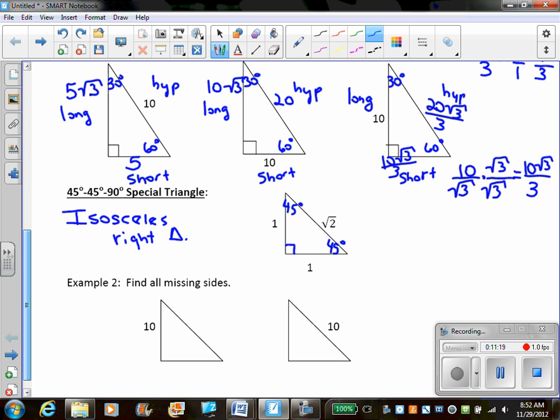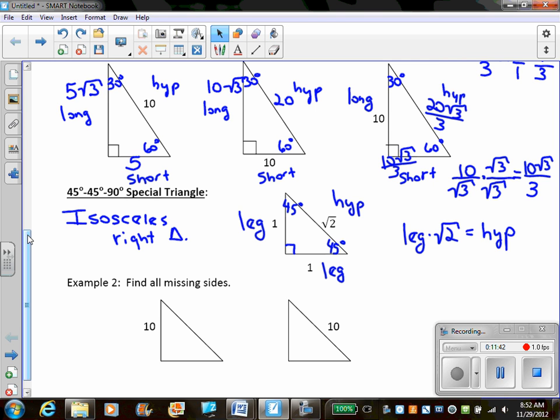But if you look at this one, since we have an isosceles triangle, we don't have a long or a short leg, we just have legs. And we have a hypotenuse. And the only rule here is you take your leg, whichever one, it doesn't matter, and multiply it by the square root of 2. And that will give you your hypotenuse. So that is your only rule for the 45, 45, 90.